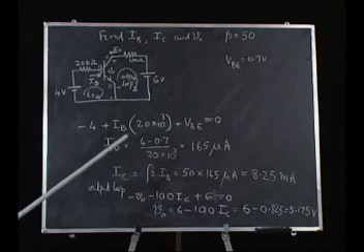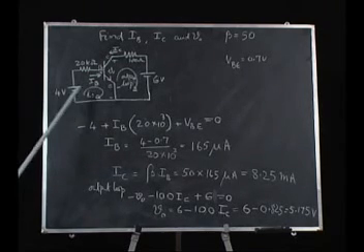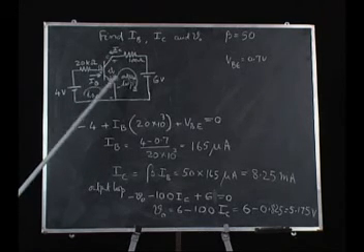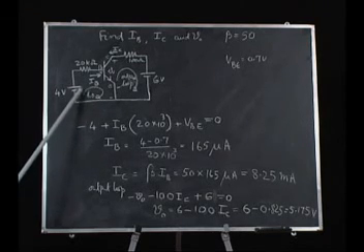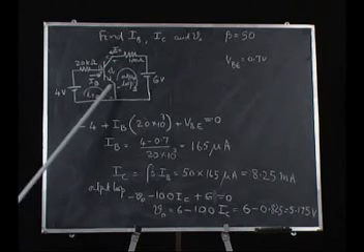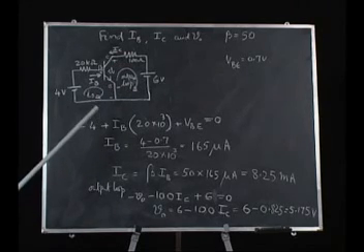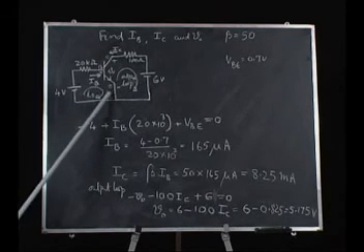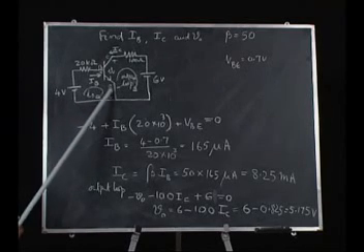Now, how to find out the current IB, how to find out the current IC, and how to find out V naught. We could see that there are two loops here, one is the input loop and the other is the output loop. Suppose we take the input loop and write Kirchhoff's voltage law. We start here and we come back like this.